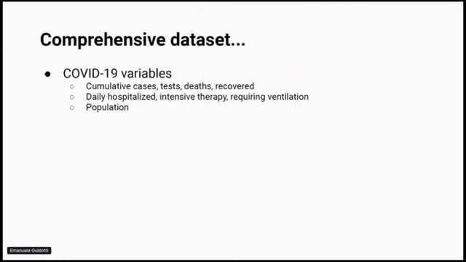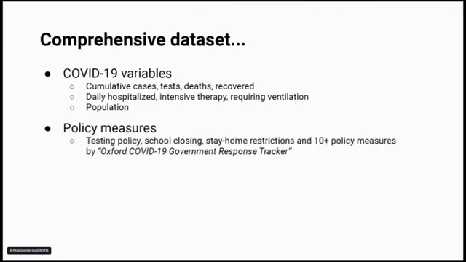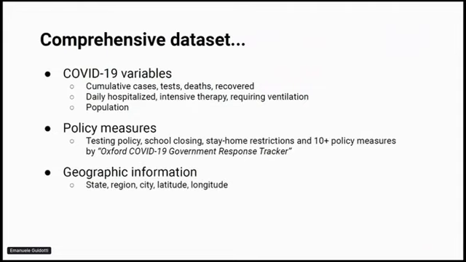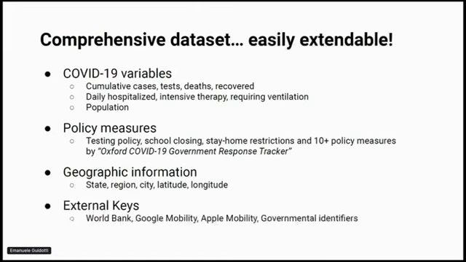Our dataset includes standard COVID-19 variables, policy measures by Oxford COVID-19 Government Response Tracker, geographic information to easily plot on a map for data visualization or merge with external databases. For example, weather information, geolocated tweets, etc. Finally, we provide external identifiers to easily extend the dataset with World Bank Open Data, Google, and Apple mobility reports. Governmental identifiers are also provided to further extend the dataset with local fine-grained statistics. For example, for Italy, ISTAT identifiers have been implemented.